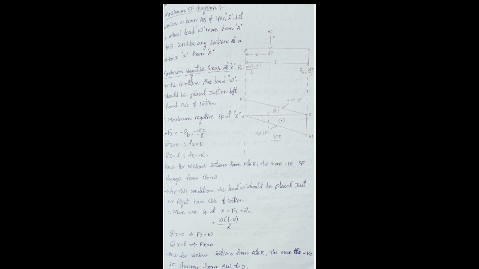So maximum negative shear force at x, Fx, equals minus Rb. We can take the right side or the left side; we are taking the right side here. On the right side, Rb is upwards, so it is minus Rb, that is minus Wx by L. How did we get Rb equal to Wx by L? Applying sigma moment about A equal to 0, we get Rb equal to Wx by L.